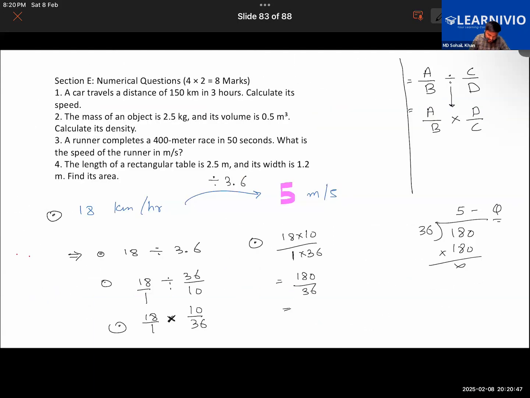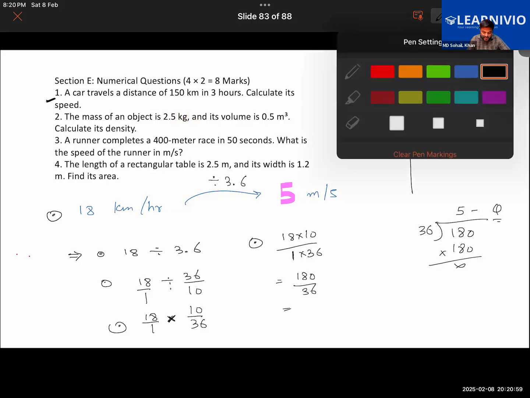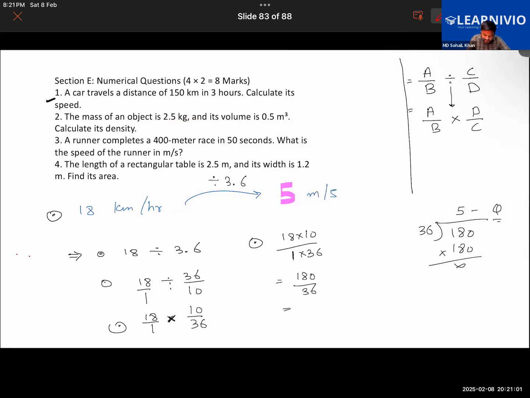Meanwhile, you start solving the following question. Listen. A car has traveled a distance of 150 kilometer in 3 hours. You need to calculate its speed. What is the formula to calculate the speed? Distance by time. Exactly. So apply the formula and find your answer.